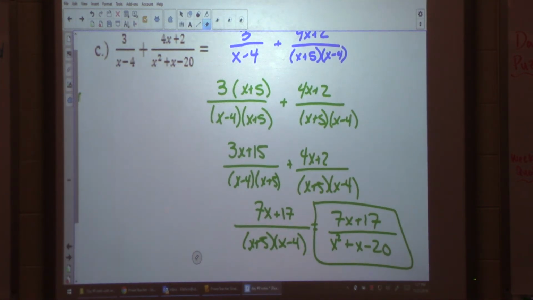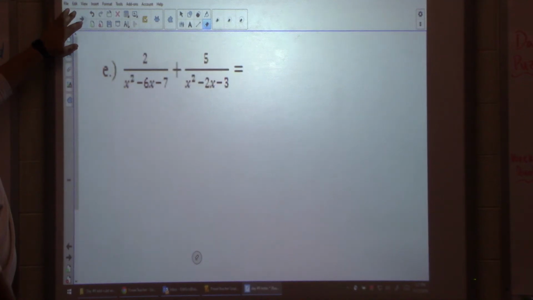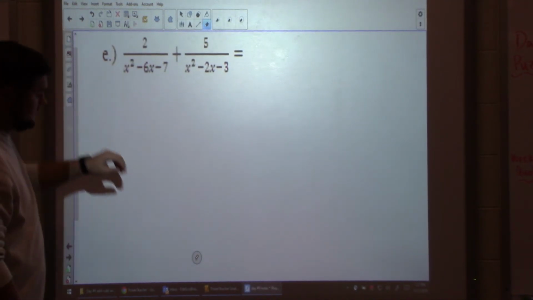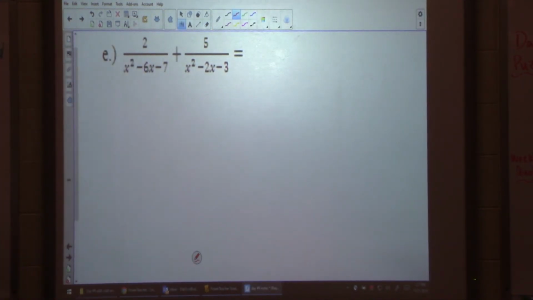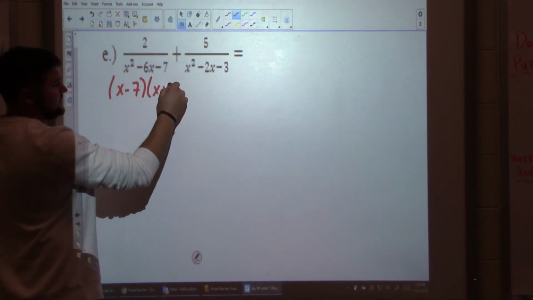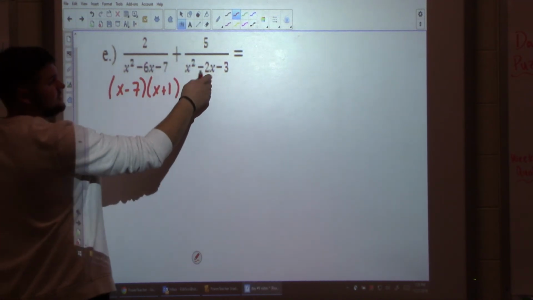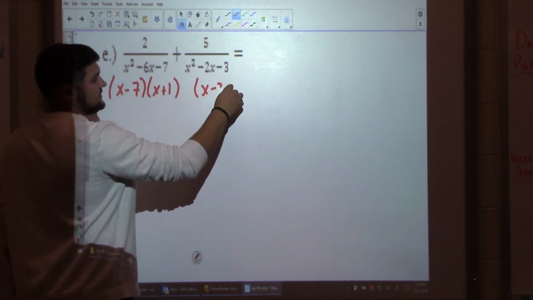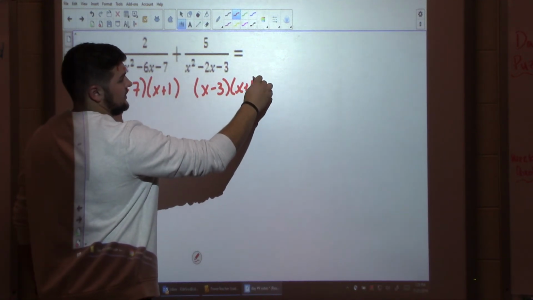It's going to be E. We're going to do E. Alright. 2 over x squared minus 6x minus 7 plus 5 over x squared minus 2x minus 3. Well, first thing we should do, factor your denominators so we can get a better look at them. First one should factor to x minus 7, x plus 1. Second one should factor to x minus 3, x plus 1.